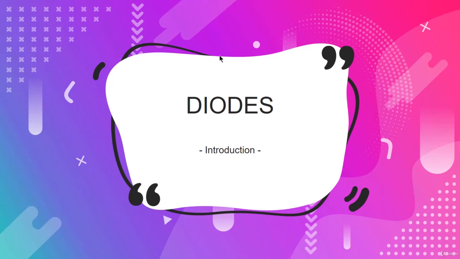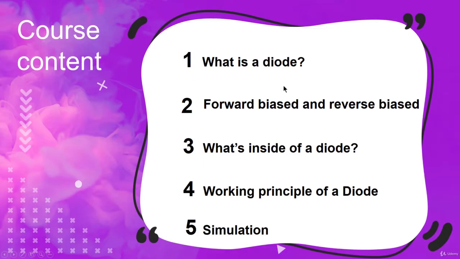I want to welcome you to the first active component that we are going to examine, and that is the diode. So what are we going to learn in this course? First we will see what a diode is, then we will move to check what forward and reverse bias diodes are, then we will see briefly what's inside of a diode, the working principle of a diode, and last but not least we will do a simulation to make sure you understand the theory. So let's get started.